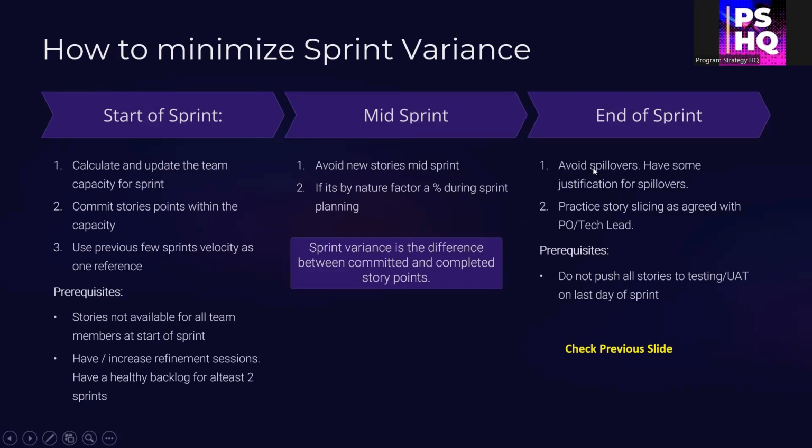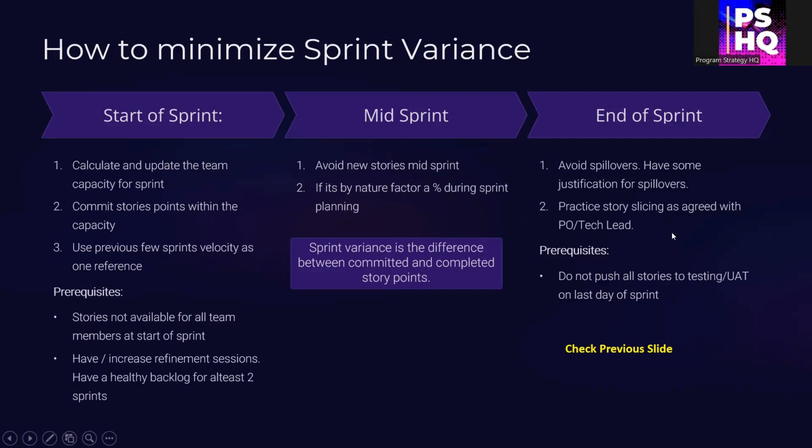Towards the end of the sprint, avoid spillovers. If there are spillovers, which will happen sometimes, have some justification for it, why we could not complete as we planned. And practice story slicing. This has to be done in alignment with the PO and the tech lead.